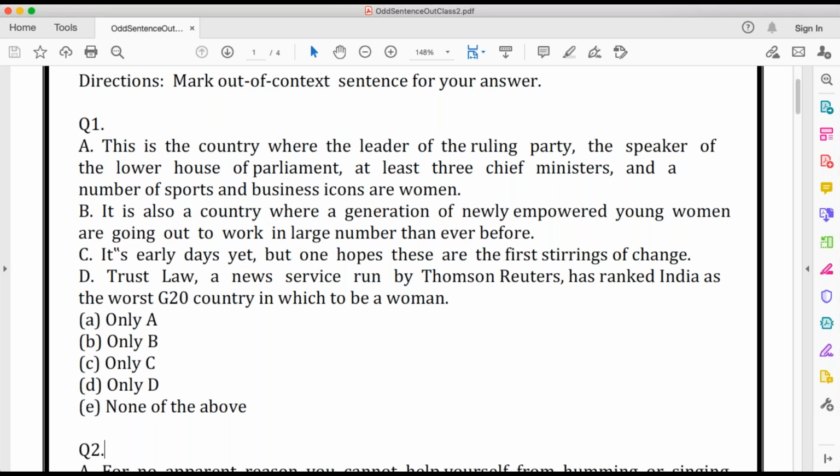My correct answer will be, as rightly said, option number D. All the other three are talking about a positive change in the state of women. The last one is not talking about a positive change in the state of women, and that's where D is my odd sentence out. Vanshika, I hope I could answer the question which you were trying to ask. The correct answer is option number D. Sentence D is the odd one out over here.